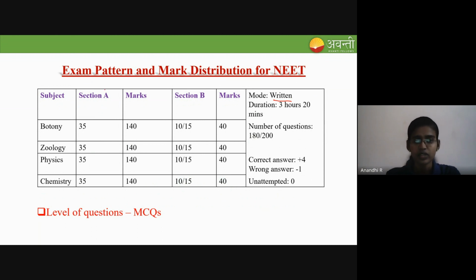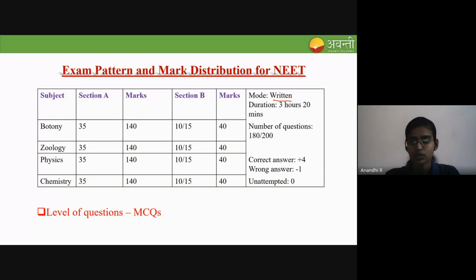And the same way, we have 2 sections here also. Section A consists of 35. You can attend all 35, or you can attend the questions which you know. Okay. And from section B, you'll have 15, and from that 15, you can attend only 10. You cannot attend all the 15.